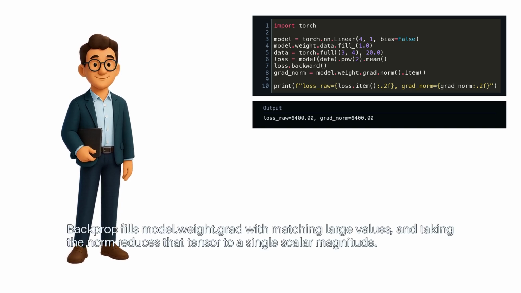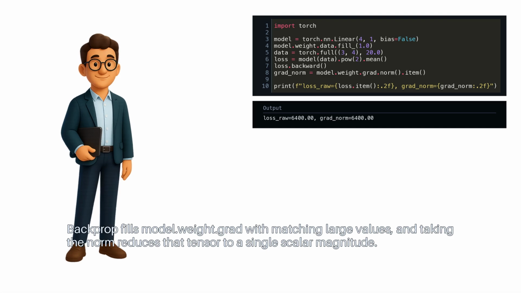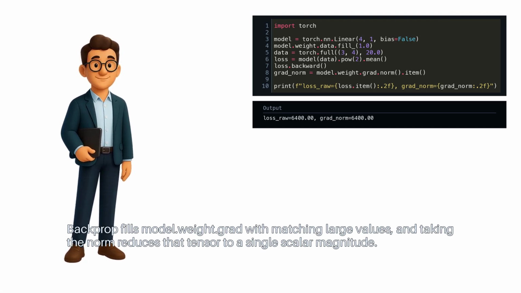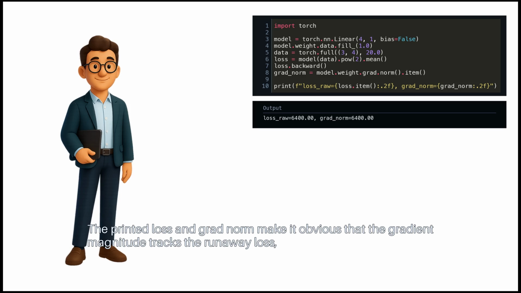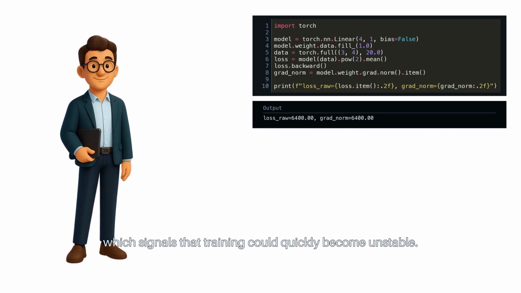Backprop fills model.weight.grad with matching large values, and taking the norm reduces that tensor to a single scalar magnitude. The printed loss and grad norm make it obvious that the gradient magnitude tracks the runaway loss, which signals that training can quickly become unstable.